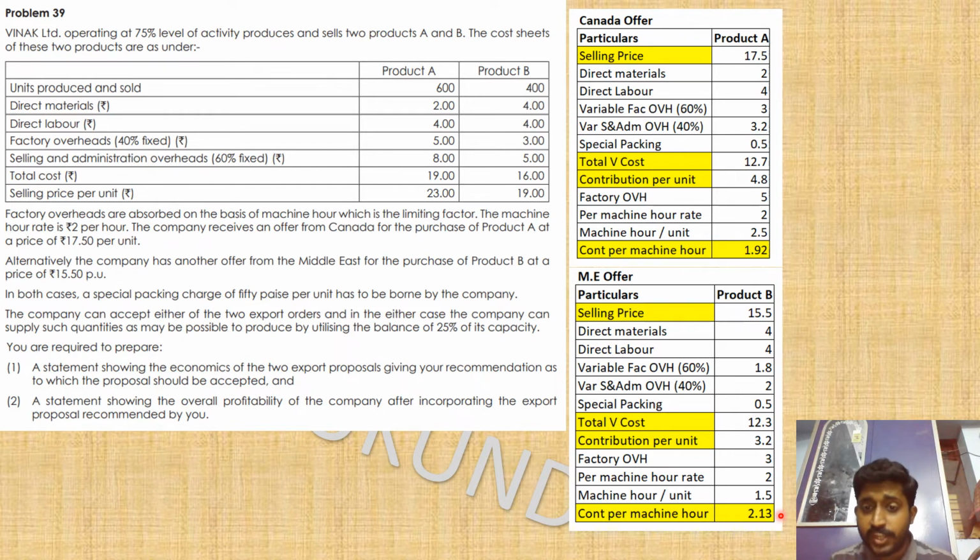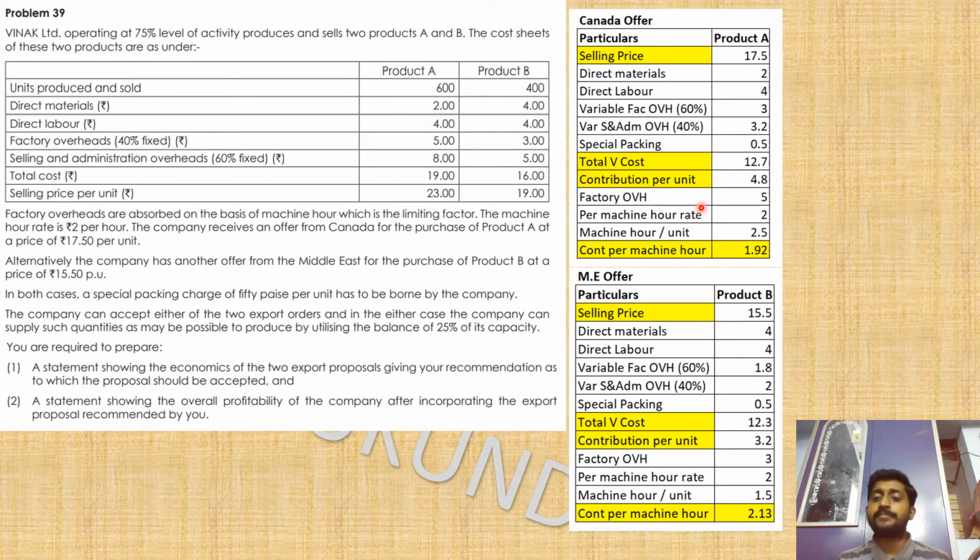Many students will compare the contribution per unit. If you see, the contribution per unit of Middle East is only 3.2, but the contribution per unit of Canada is 4.8. So they will select Canada, take the profitability of that and go ahead. You may go in the wrong path, but which is right?